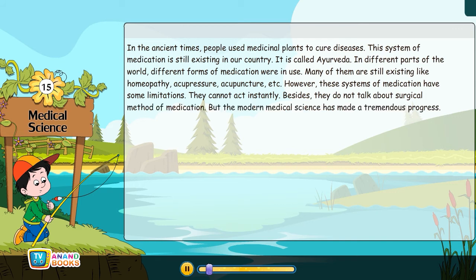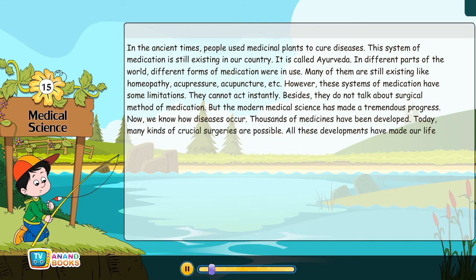But the modern medical science has made a tremendous progress. Now, we know how diseases occur. Thousands of medicines have been developed. Today, many kinds of crucial surgeries are possible. All these developments have made our life healthier. Let us study how these developments took place.